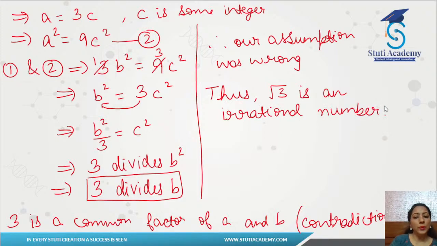Now children, in the same way, you can prove it for any prime number. Square root of all the prime numbers, they are irrational numbers. So this you can prove for all the prime numbers. Square root of 5, square root of 7, anything you can do. So children, I am repeating this entire theorem again. Please be very, very attentive.